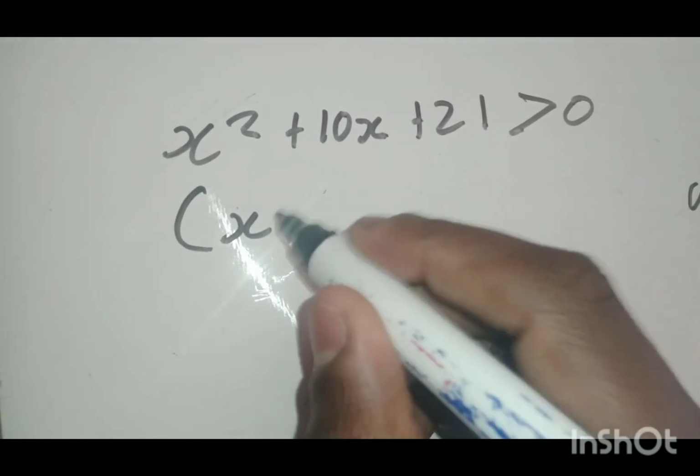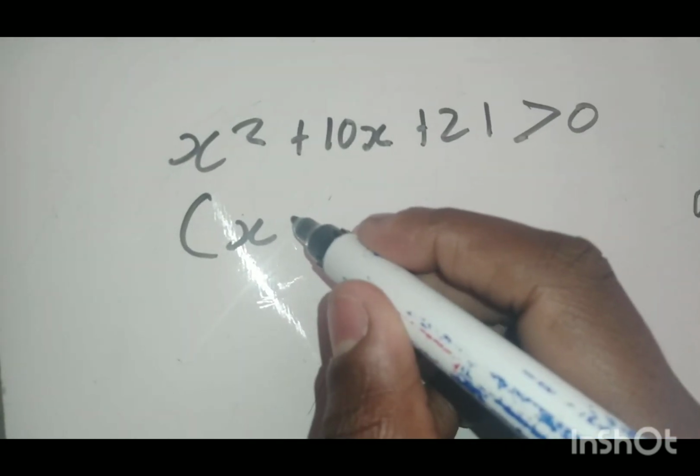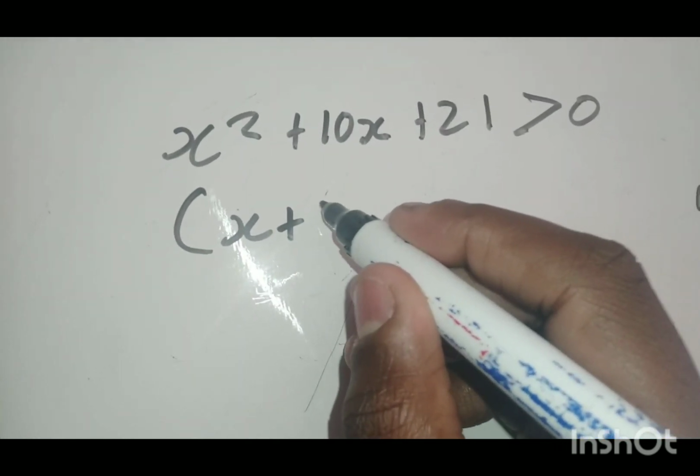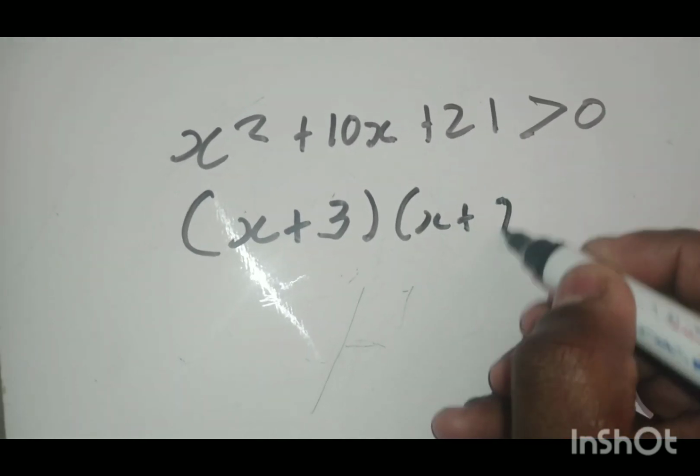So when we factorize this, we factorize normally just like we would have factorized if it was equals to 0. So then this would become x plus 3 and x plus 7.